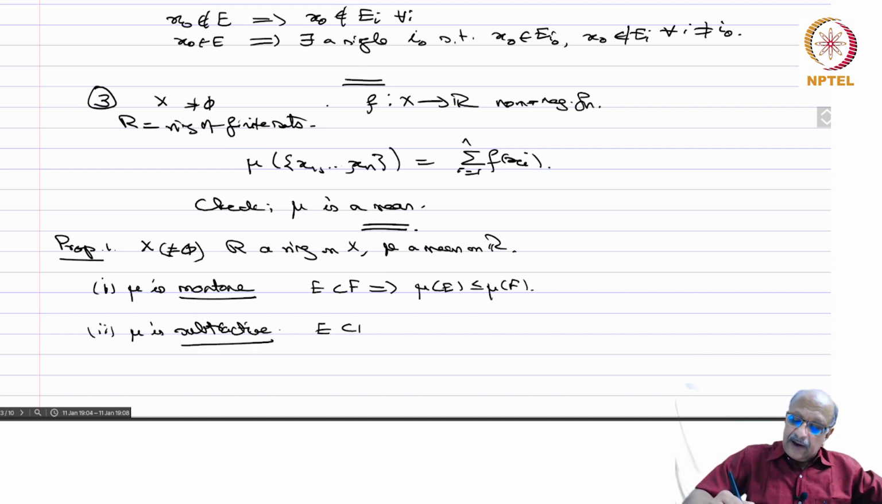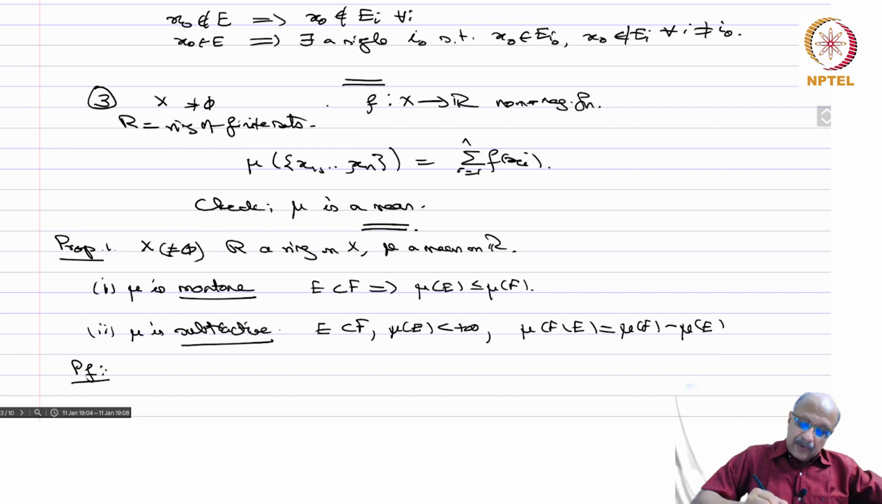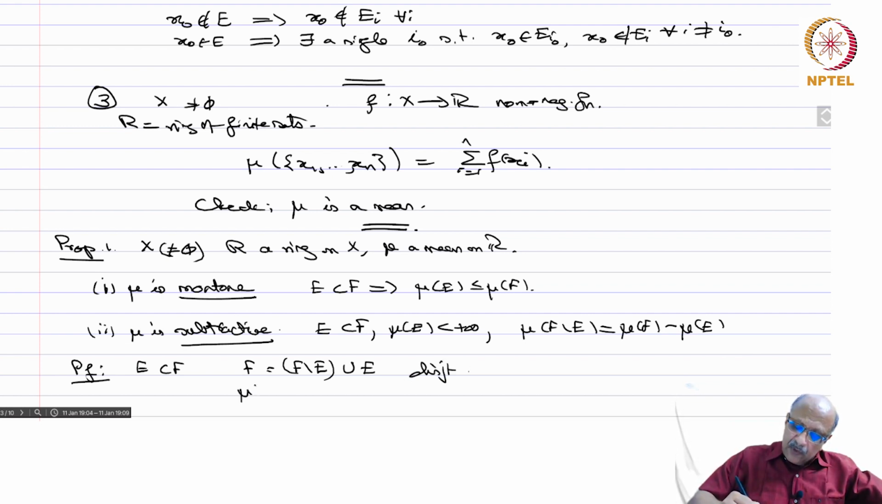So if E is contained in F and mu E is finite, then mu of F minus E equals mu F minus mu E. Okay, so the proof is just one line. E is contained in F, and therefore we can write F equals F minus E union E, and this is a disjoint union. And then by finite additivity, you have mu F is equal to mu of F minus E plus mu of E. So this is finite additivity.